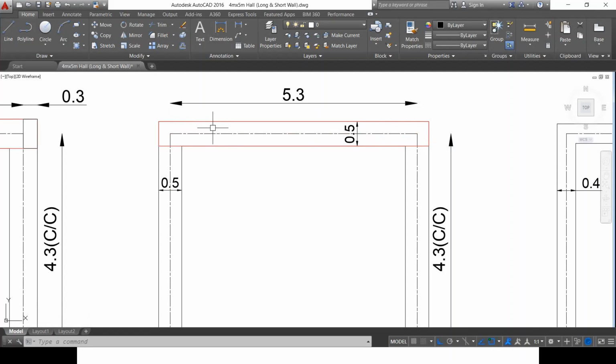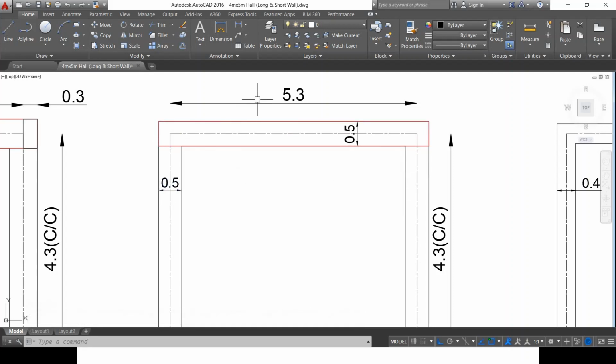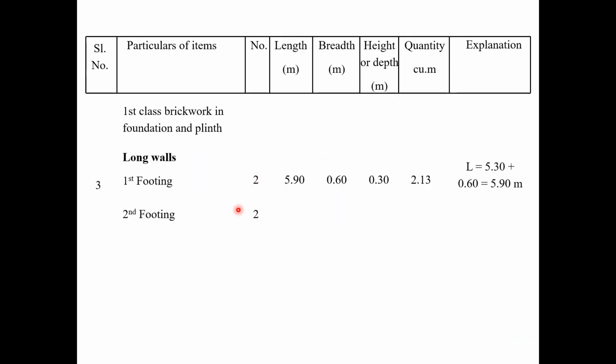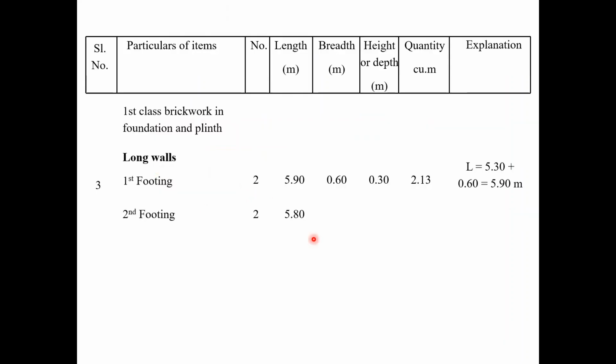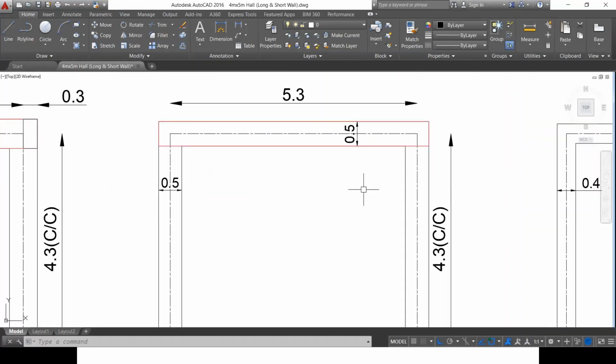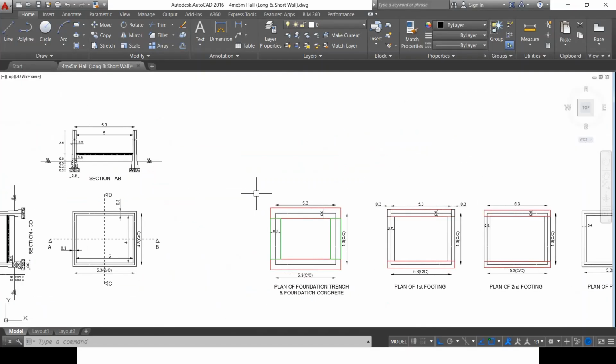But here I don't have the total length. How to calculate the total length? Center to center distance known here is 5.3 meter, but I want the total length. The total length can be calculated by considering this half width over here and half width over here. So 5.3 plus 0.5 by 2 over here, 0.5 by 2 over here. So the total length will be 5.8 meters. So 5.3 plus 0.5 will be 5.8 meters. And the width of the footing is 0.5 meter. And the depth of the footing, let's check here.